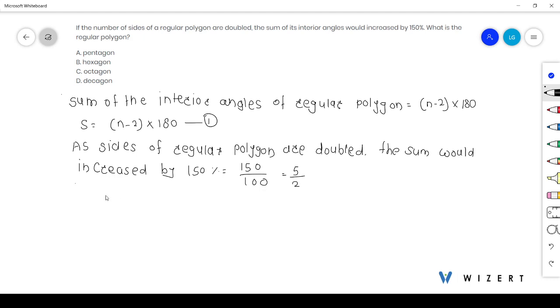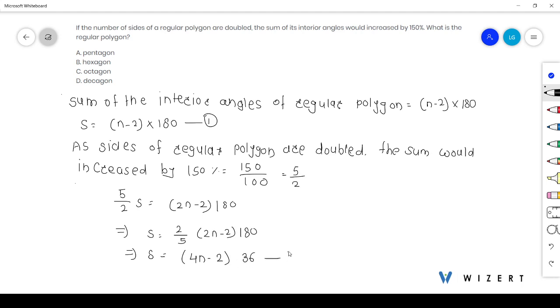So by using this condition, we can write here 5 by 2 S equals (2n minus 2) into 180. So S equals 2 by 5 (2n minus 2) into 180. So S equals (4n minus 2) into 180 by 5, which is 36. Suppose this is equation number 2.